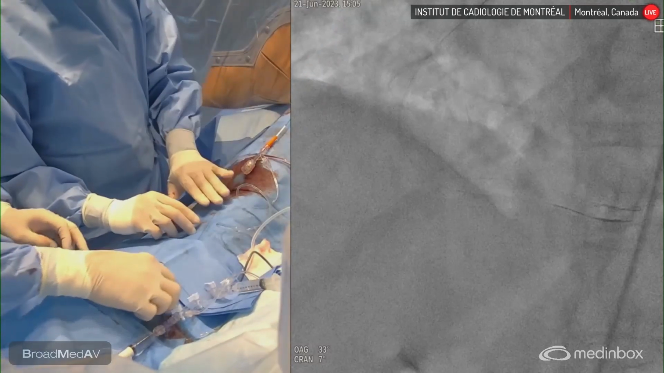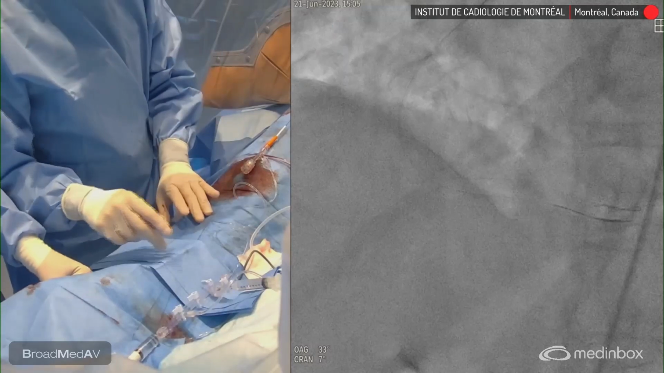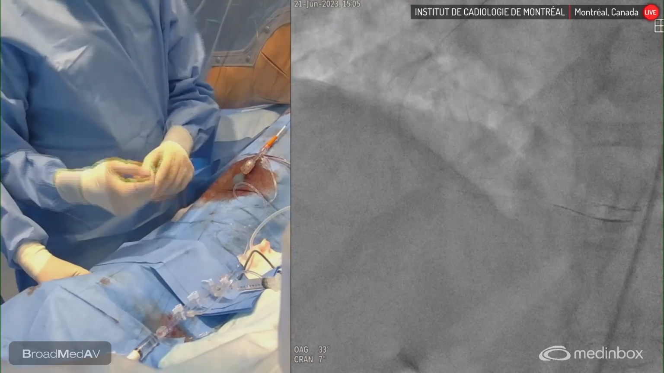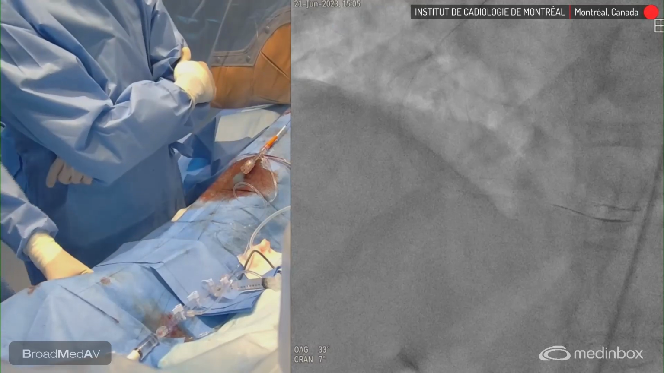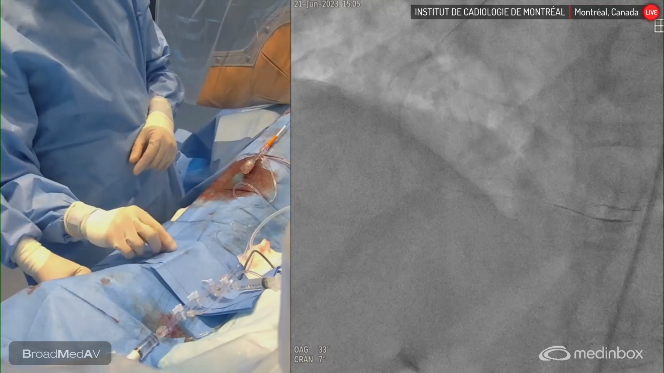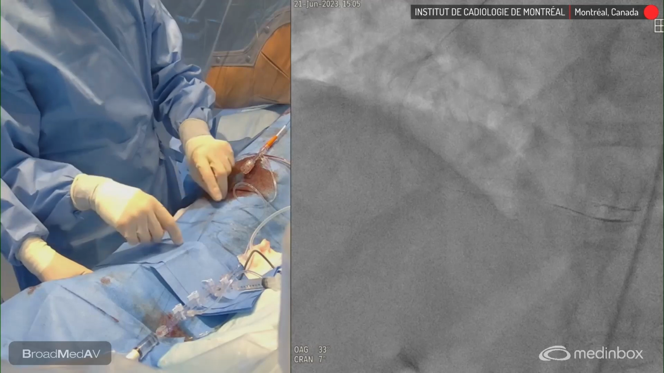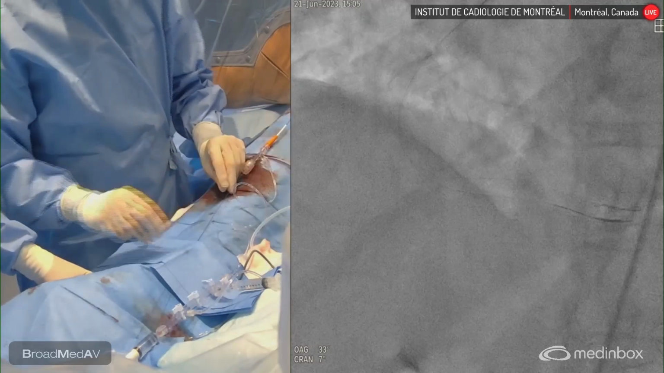Want to pull the other wire? I'll leave it for now. When you cross a side branch and you have a jailed wire, it's very useful to keep it in place until your balloon is through. That way it gives you some support to pull on the balloon. So I had issues passing a 1.5 through. In that case, I don't think trying a 2 is a good idea. We'll start with a 1.5 by 15 balloon. Yeah.